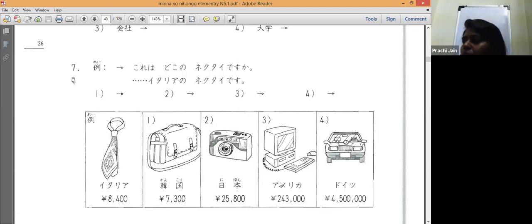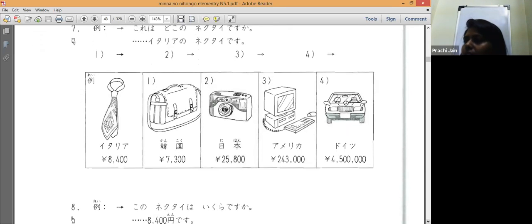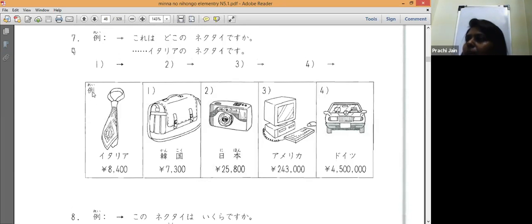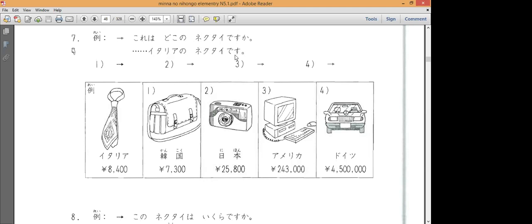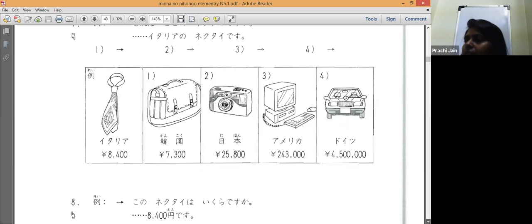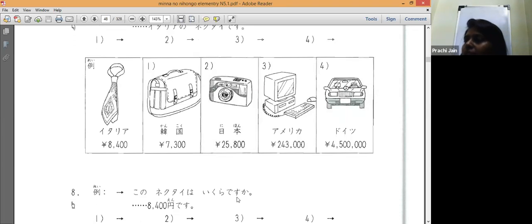So, you have to do 7 and 8 together. As in the 7-1, look at the Rei part. Kore wa doko no nekutai desu ka? So, Itaria no nekutai. Meaning from which place it came. Then in the 8th one, kono nekutai wa ikura desu ka? How much for this necktie? So you have to tell, hassen yonhyaku en desu. So write down the price in the Japanese term so that you are able to read it.